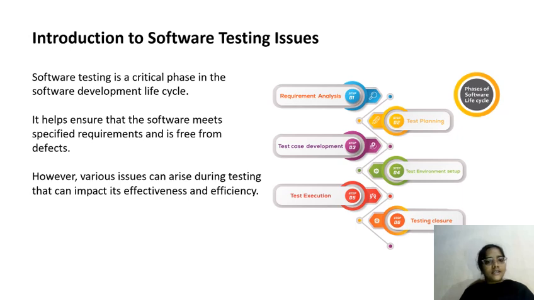Software testing is a critical phase in the software development lifecycle, because in this phase we find lots of bugs and failures, and we correct them in this phase. It helps ensure the software meets specified requirements and is free from defects. However, various issues can arise during testing that can impact its effectiveness and efficiency. It may cause some bugs and failures, but we can resolve them in this phase.